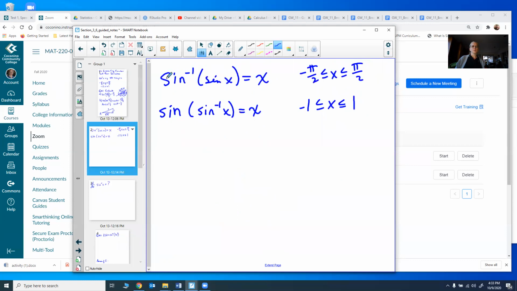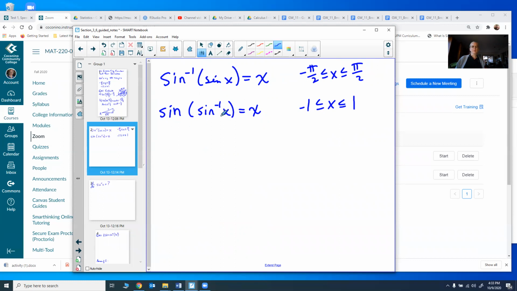A couple other things to remind you is that the inverse sine of the sine is always x. So the inverse sine of the sine of x is just x. X in this case, remember, has to be between negative pi halves and pi halves, because you have to be in that domain.